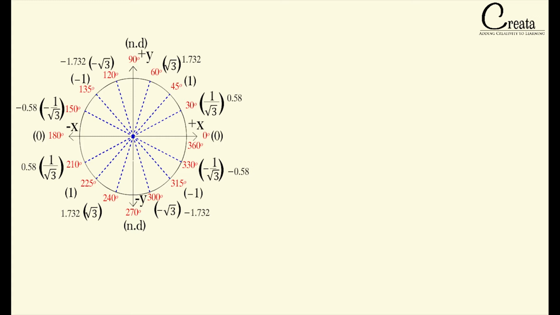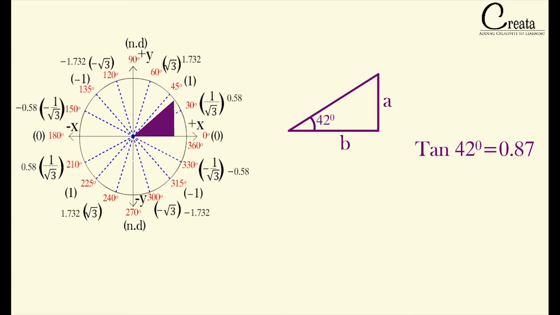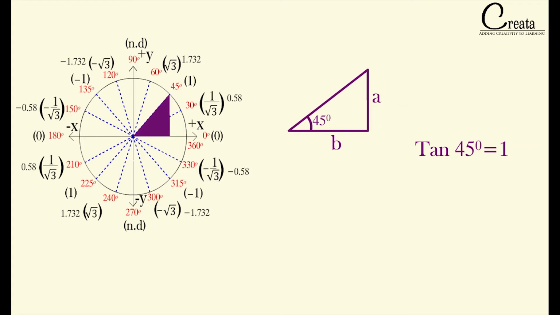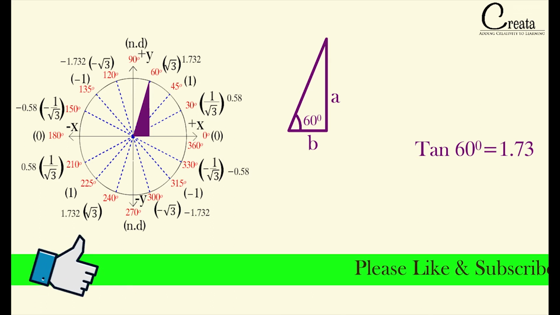Let's take our standard right angle triangle, say at 30 degree. We know its value is 0.58. If we further increase the angles, tan value started increasing. At tan 45 degree, it is 1. We know in first quadrant tan increases. Further increasing the angle to 60 degree, tan value reaches to 1.73.